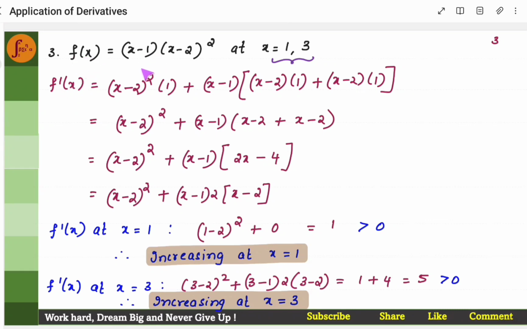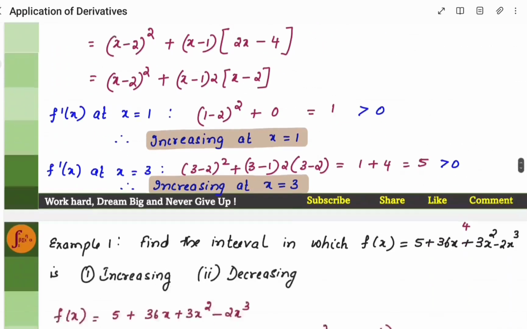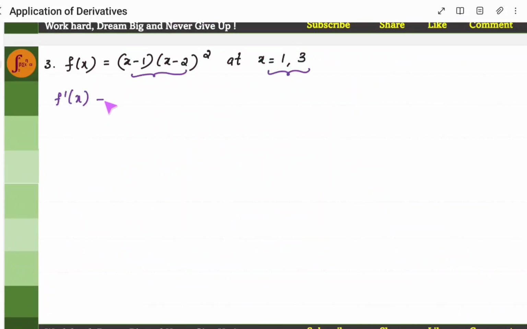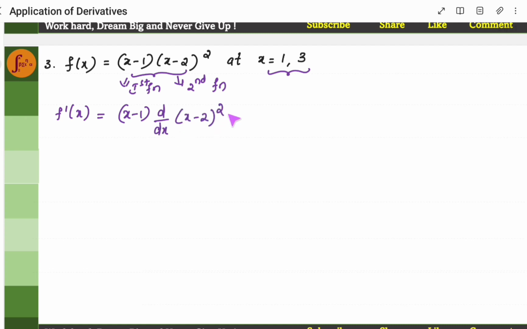Here you'll have to apply the product rule. Let's solve this step by step. First step is to find the derivative. Say this is the first function, this is the second function. Based on the product rule: first function into derivative of second function plus second function into derivative of first function.